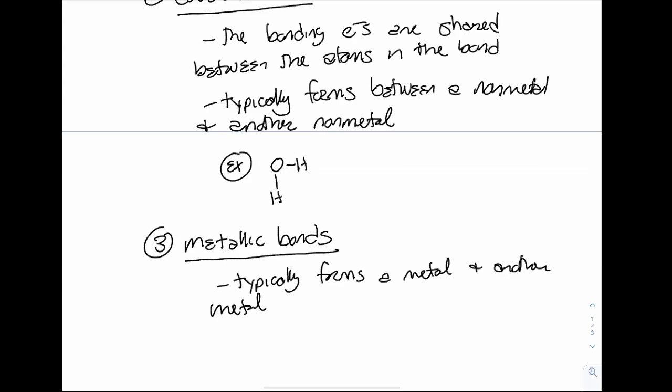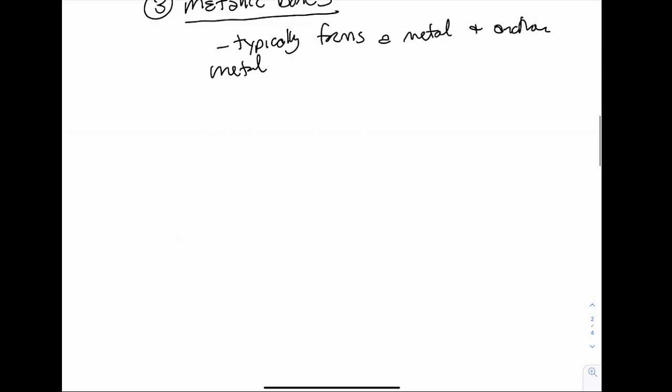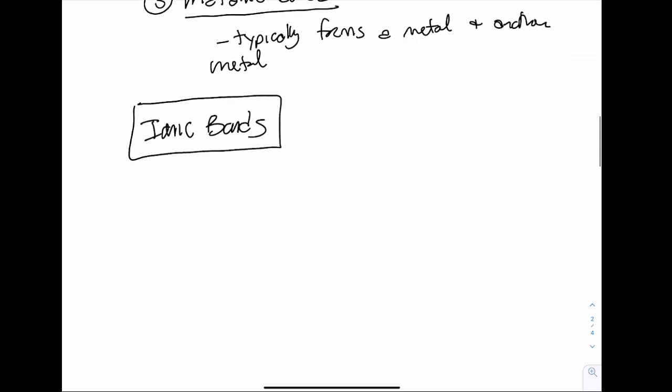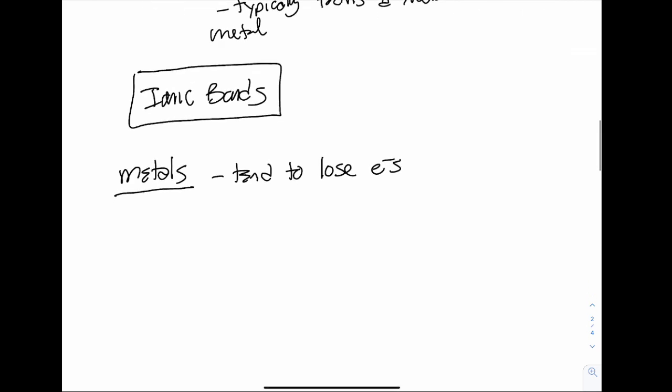And again, we're not going to really spend any time on it. I just want you to know that it does exist and then where it typically forms. We are sharing electrons. Ionic bonds first. So our metals, our metallic elements, these are going to be the ones that tend to lose electrons, which means they're going to become positively charged.